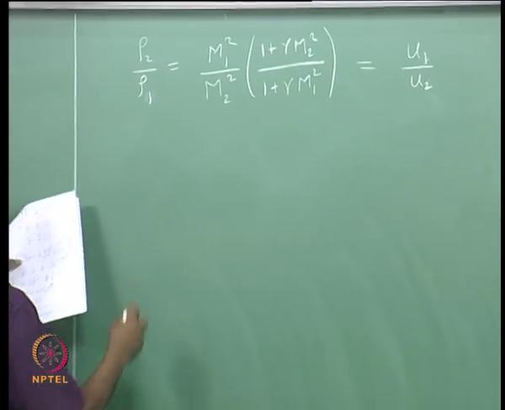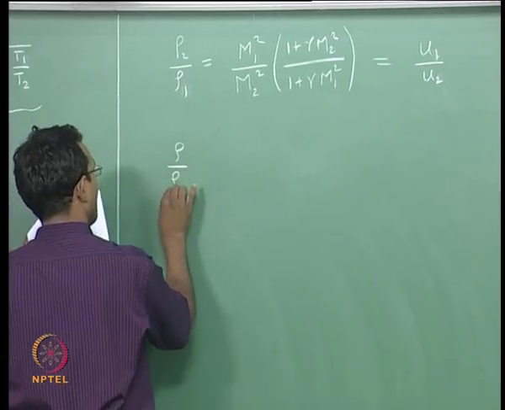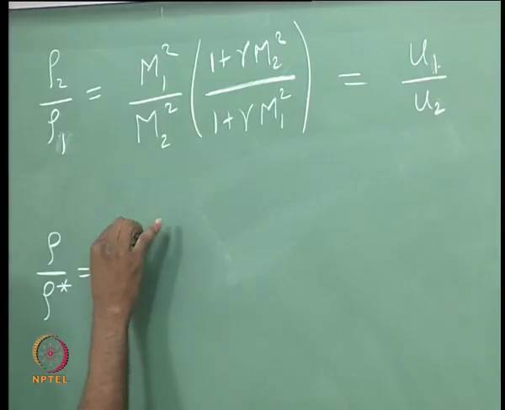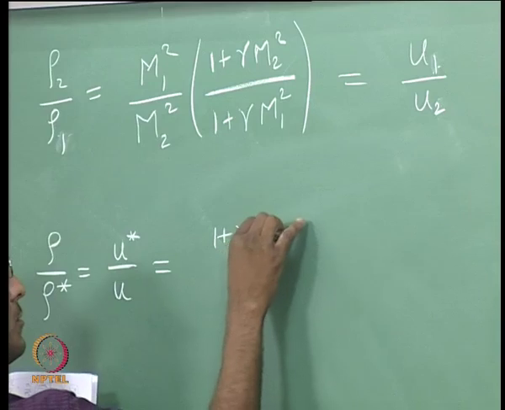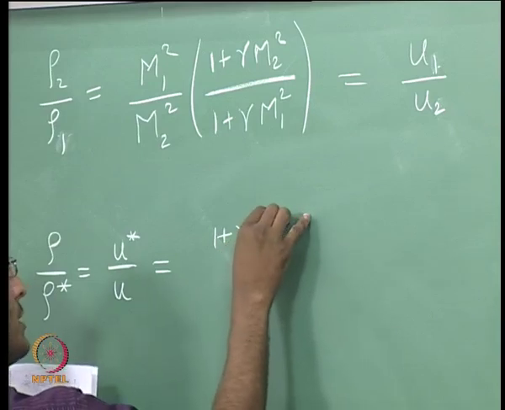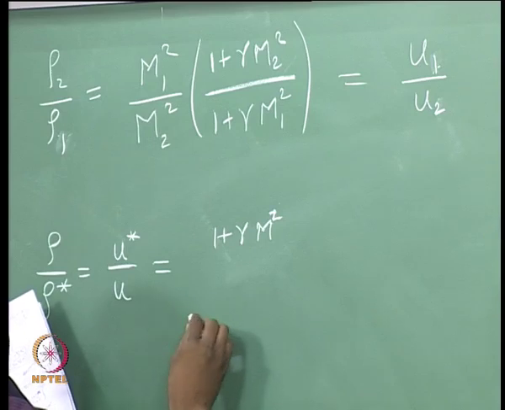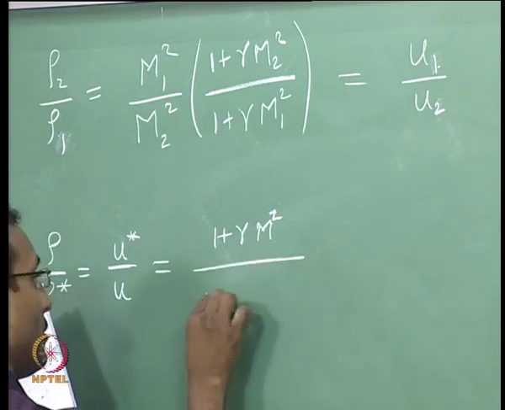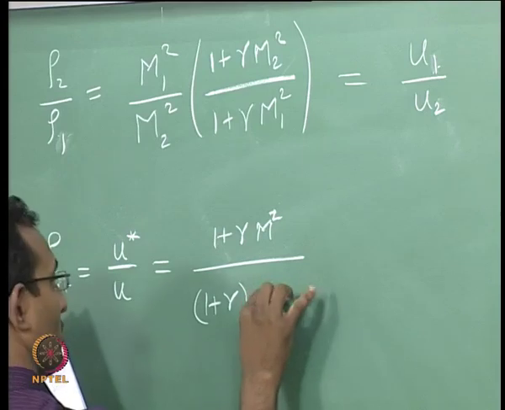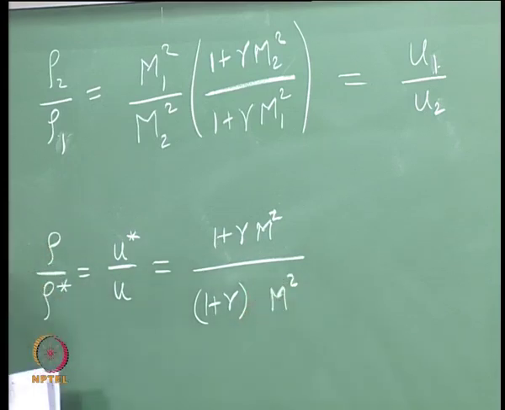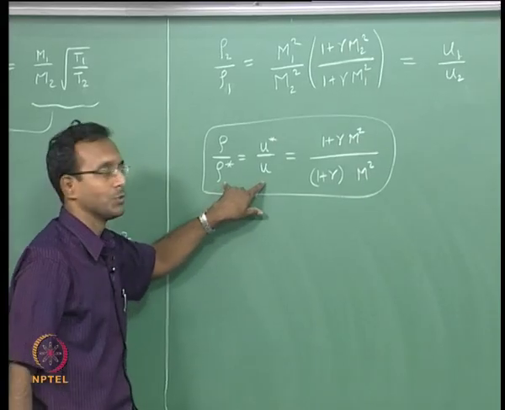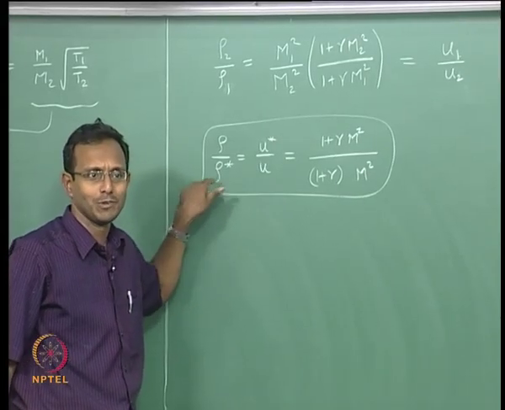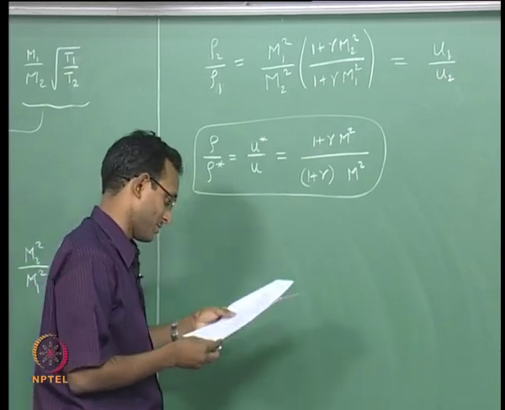Okay. So, now I can write my rho by rho star, which is also equal to U star by U, is given by 1 plus gamma M square divided by 1 plus gamma times M square. This will be a relation. Okay. Another quantity which is listed in your tables. Typically, they will list one of these two, they will never list both of these, useless, right, you know they are equal, okay, or one is the reciprocal of the other.